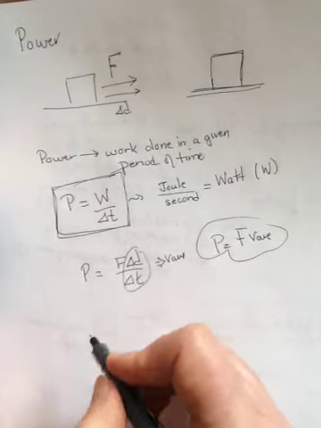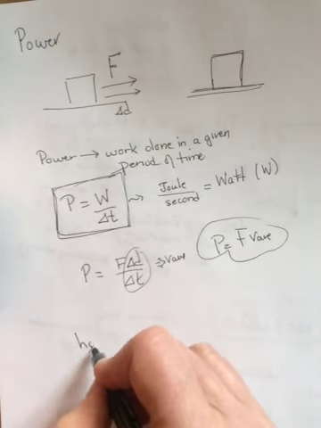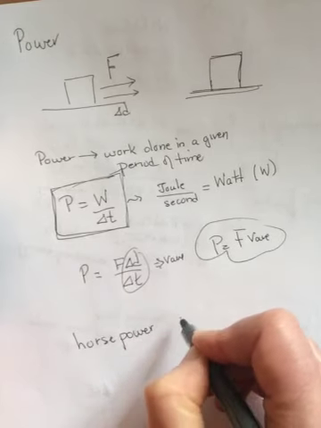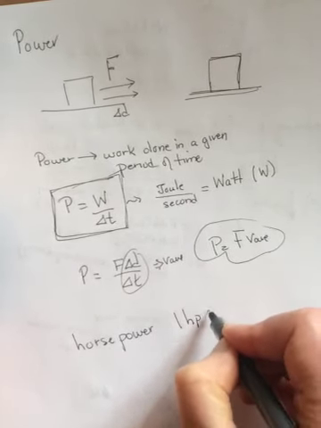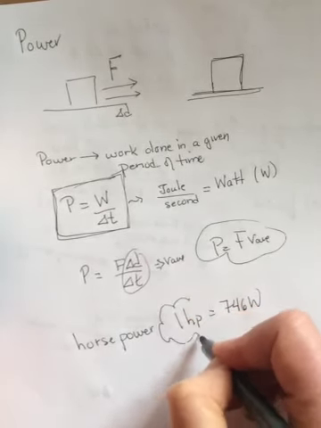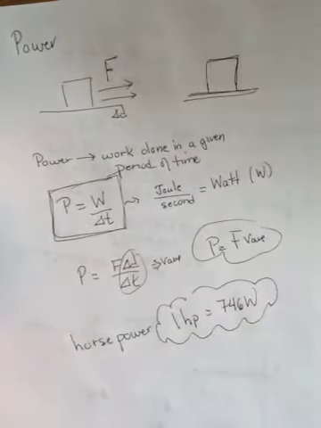Oh, the old unit of measure was a horsepower in the imperial system. And 1 horsepower, 1 HP, is equal to 746 watts. There's one question in your homework tonight that asks you to convert them.